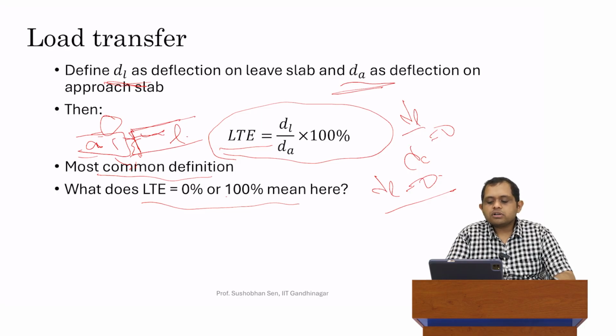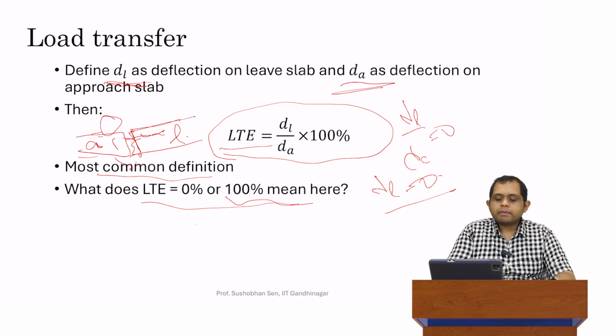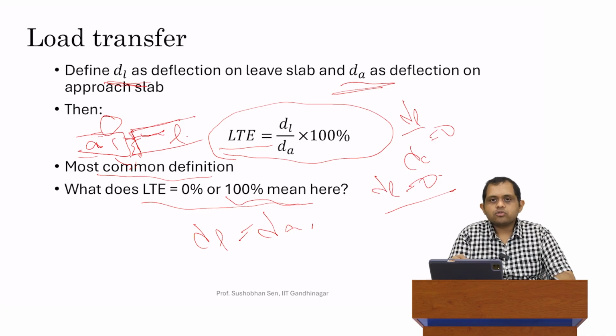Now, the opposite: what does it mean that load transfer is equal to 100%? Going back to this formula, what that basically means is dL is equal to dA. I hope you can prove that. So dL over dA is equal to 1, so dL is equal to dA. What that means is if I have some amount of deflection on my approach slab, I get exactly the same amount of deflection on my leaf slab, which means how much of a load my approach slab is withstanding, the same amount of load the leaf slab is withstanding. So I've taken my external load and perfectly divided it 50-50 between the two slabs.